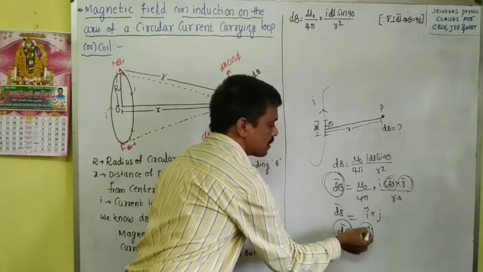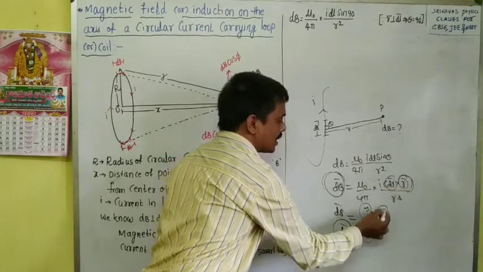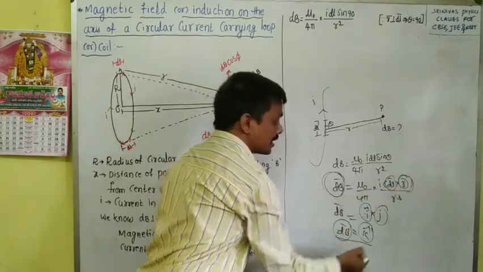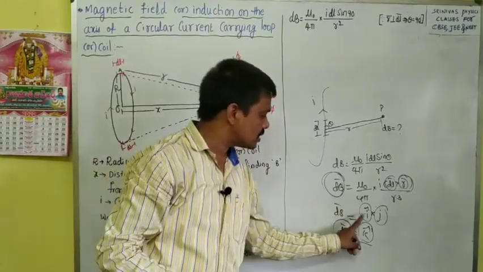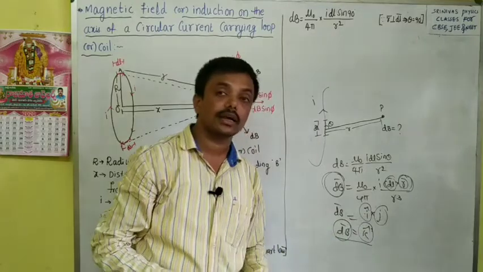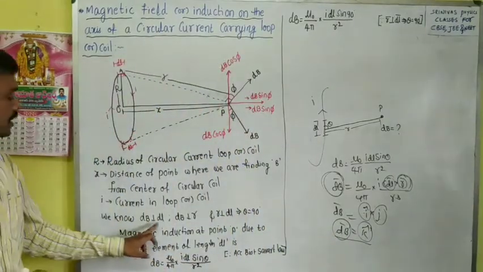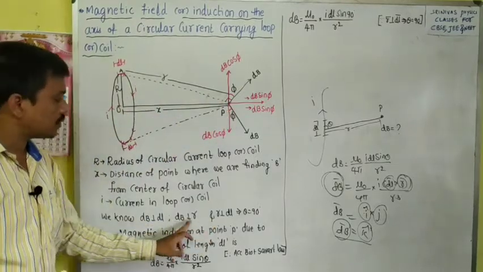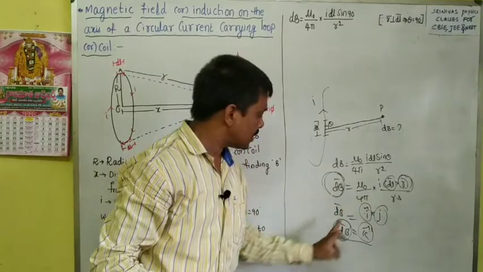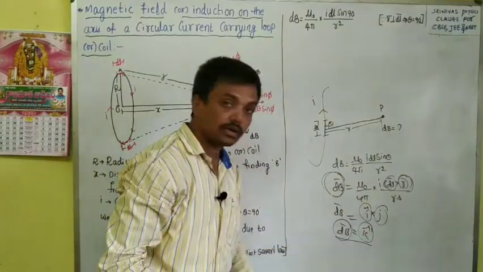That means it is perpendicular to dl, whose direction is along the x axis, and to r, whose direction is along the y axis. What about the dB direction? We are getting it along the z axis. That means this indicates that dB is perpendicular to the plane containing dl and r. That's why dB is perpendicular to dl, and dB is also perpendicular to r. Here we are getting k cap perpendicular to i cap, k cap perpendicular to j cap.